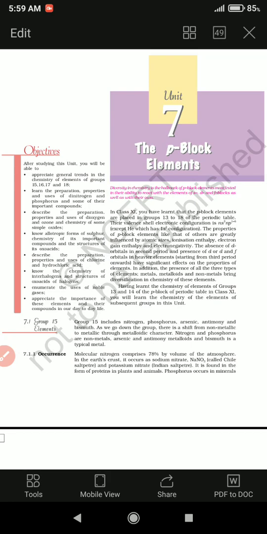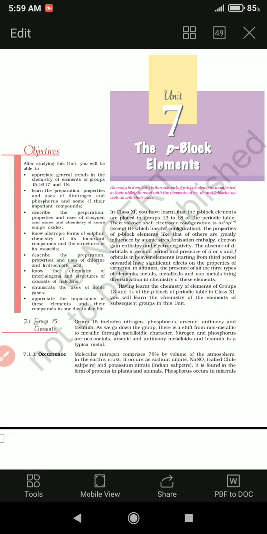What are the P block elements that are present? What types of compounds will be formed? What properties will these P block elements exhibit? All this we are going to discuss.